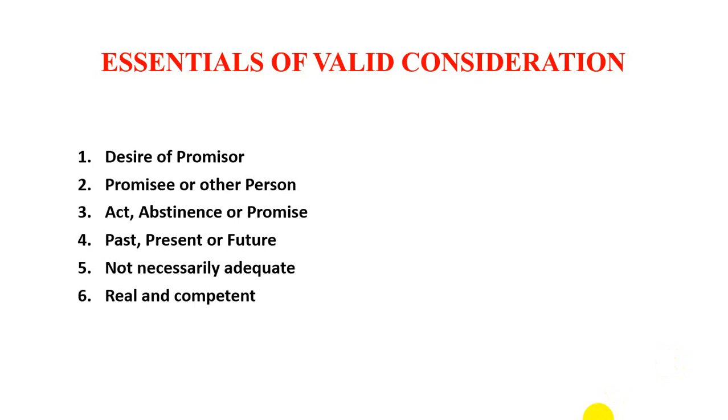Desire of the promisor, promisee or other person, abstinence or promise, past, present or future, not necessarily adequate, real, competent. So these are the 6 important essentials of a valid consideration. It means if these 6 essentials or these 6 qualities exist, we can say that consideration is valid. So let's discuss all these 6 points in further detail with examples.